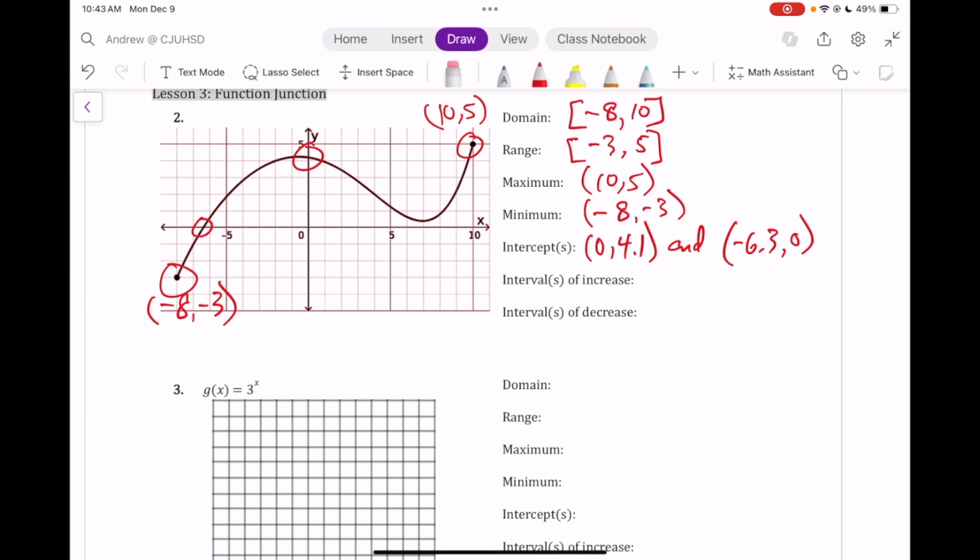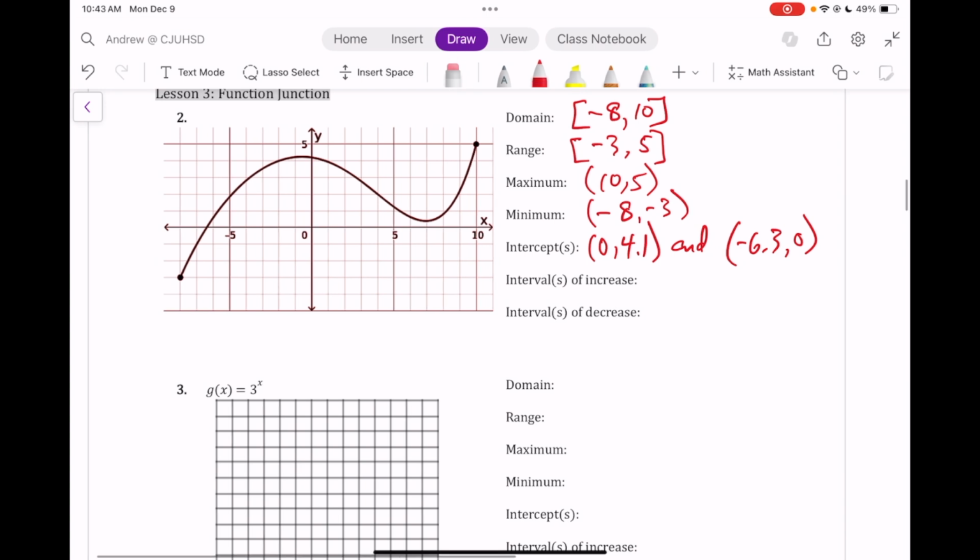The increase, remember, if you drive a car on this thing where you're going uphill, that's the increase. So we're going up and up and up and up. Then we hit the highest point, and then we start going down and down and down. And then we go up and up and up again. So increase happens from -8 until, well, let's say approximately on the x, about -1.